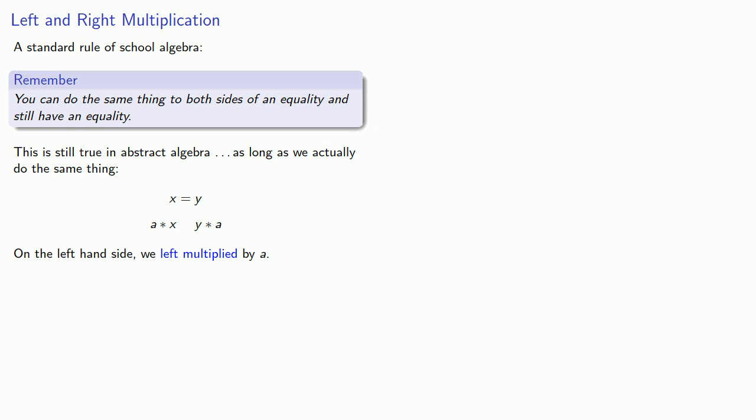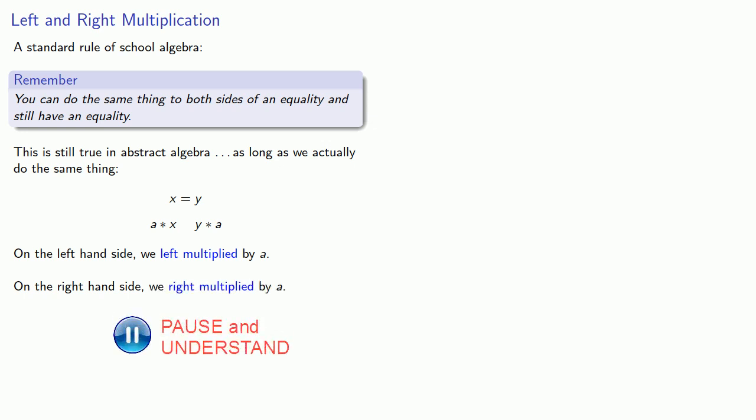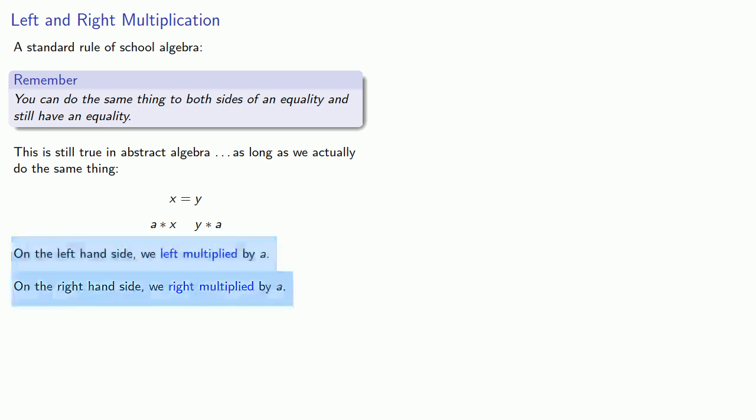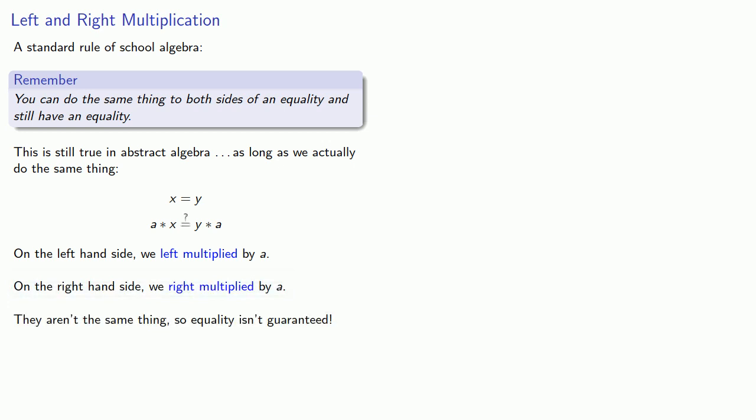Now, if we look on the right, we see that we multiplied by a, but this time a is on the right. So we need another good creative name to indicate that, and so we'll say that we right multiplied by a. And here's the important thing. You can do the same thing to both sides of an equality and still have an equality, but we didn't do the same thing. On the left, we left multiplied. On the right, we right multiplied, and since they aren't the same thing, equality isn't guaranteed.